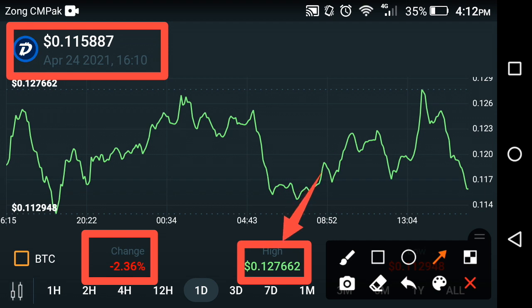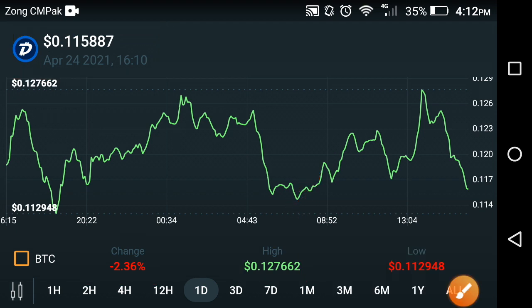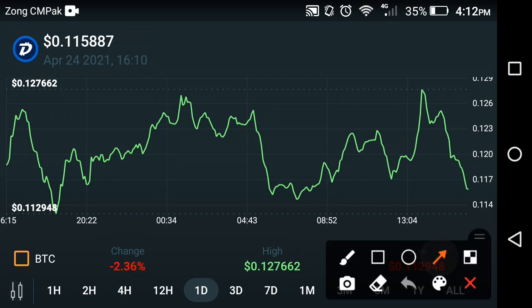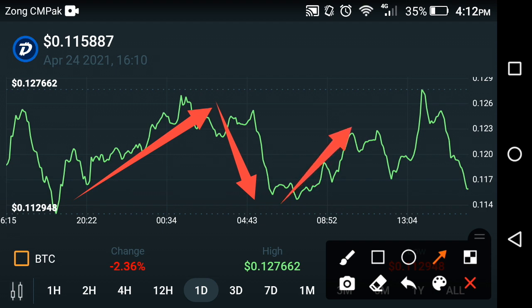Now if you look at the chart of the Digibyte, as you can see here, it takes a jump for a while, and after a jump it falls down again. Same like that, it takes a jump, falls down again, and as you can see here a very bad crash occurs in the Digibyte in the last 60 minutes, friends.